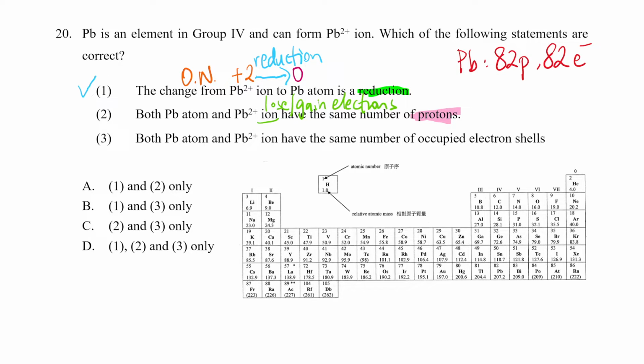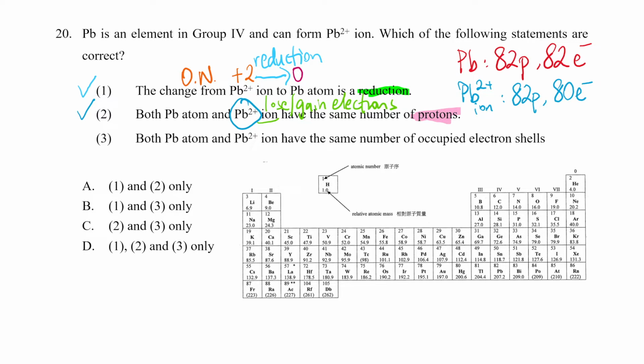However, on the other hand, if I grab a lead 2+ ion, the number of protons will remain the same, but because it's a 2+ charge, that means I have removed 2 electrons from it, hence why overall the positive charge is 2+, because I have 2 extra protons there. Protons contribute a positive charge. So here, option 2 is also correct because the number of protons is the same.